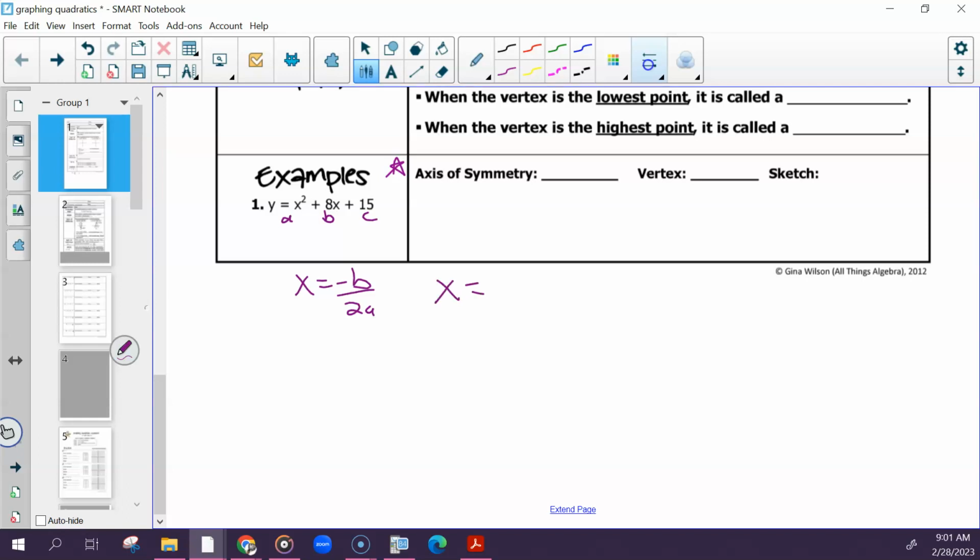So we would have negative 8 over 2 times, what's our A value? Just 1. The A is just a number by itself. The x squared has nothing to do with that. So you would simplify this.